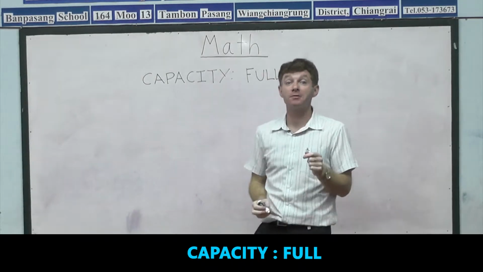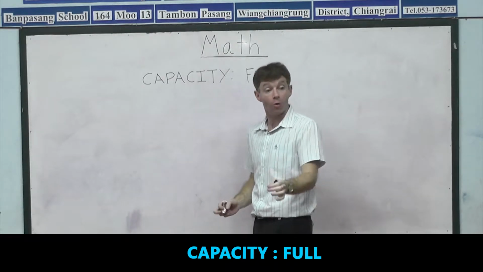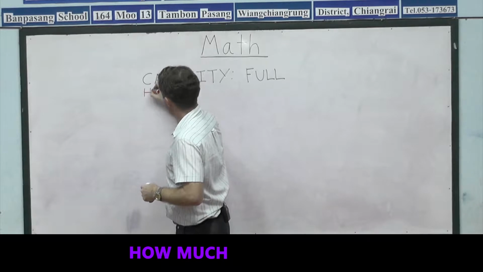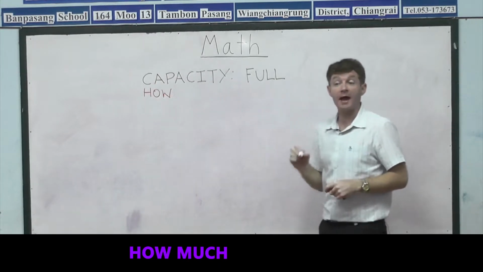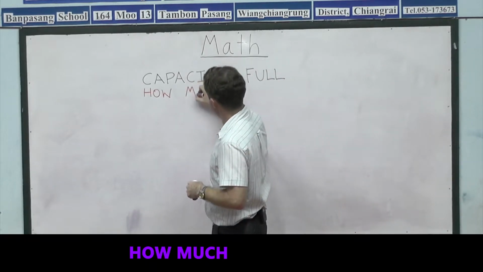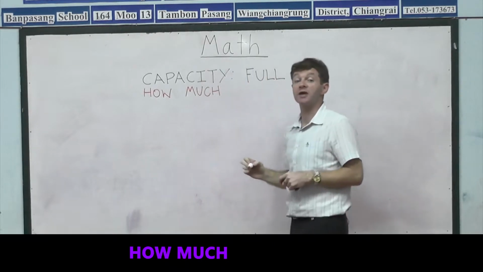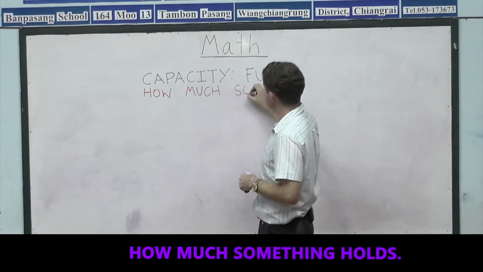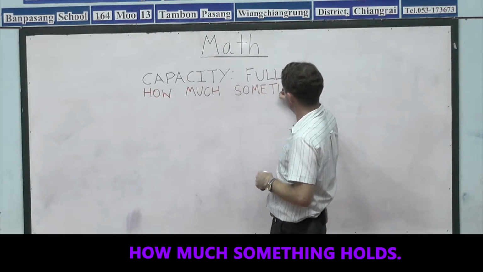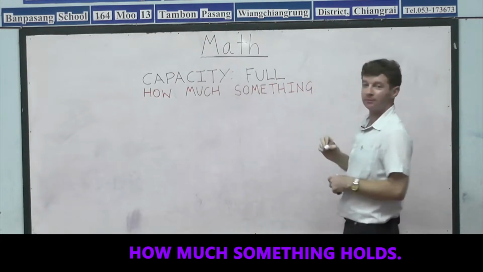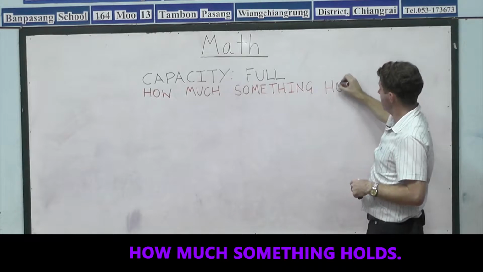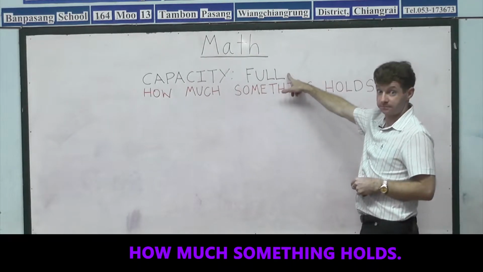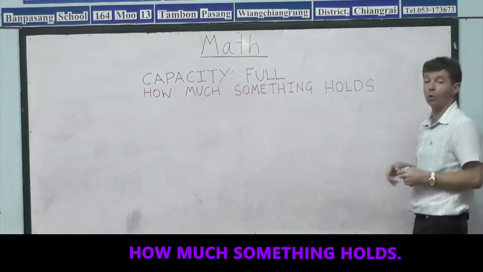So capacity means, remember the phrase, how much something holds. So we will write that phrase. Let me write that in red. How do we spell how? H-O-W. Much. M-U-C-H. Something. S-O-M-E-T-H-I-N-G. How much something holds. H-O-L-D-S. Capacity means full. How much something holds.